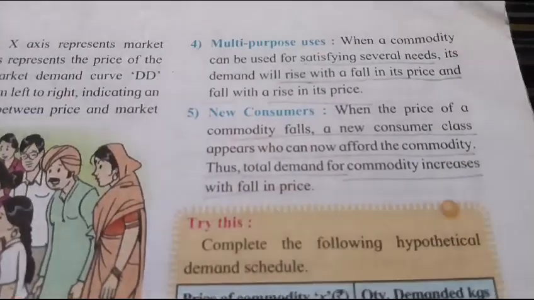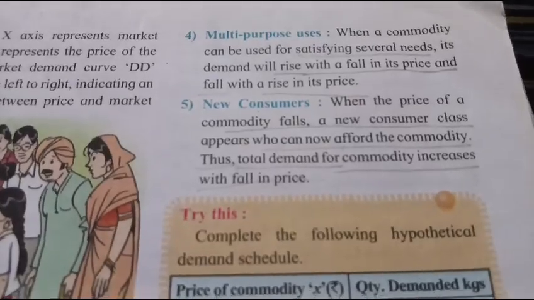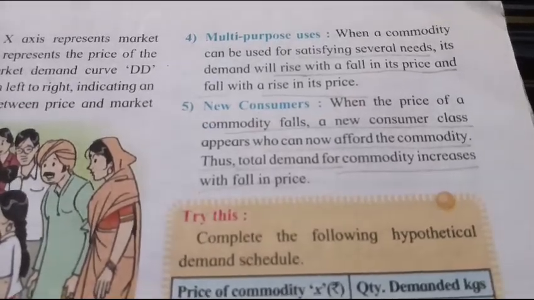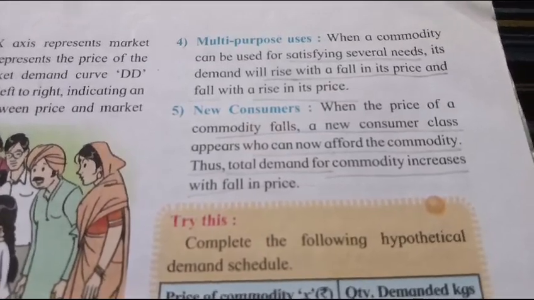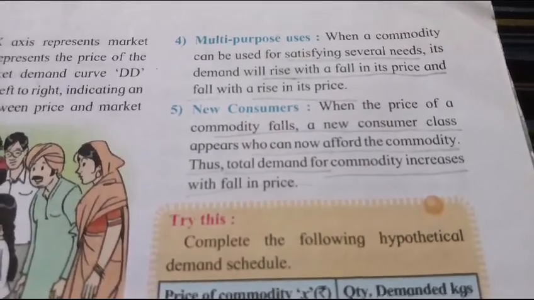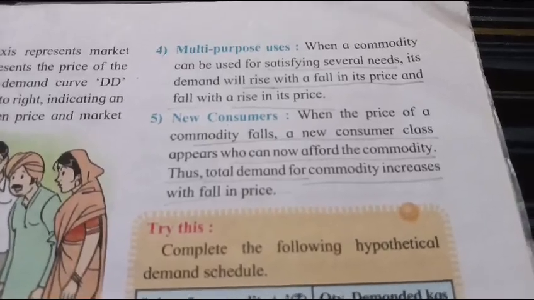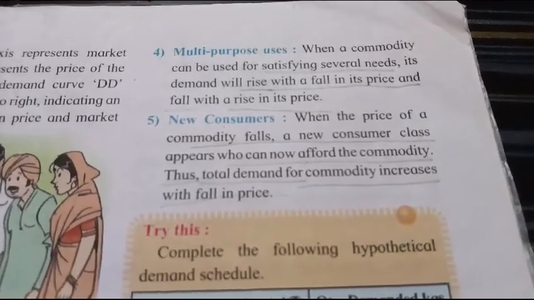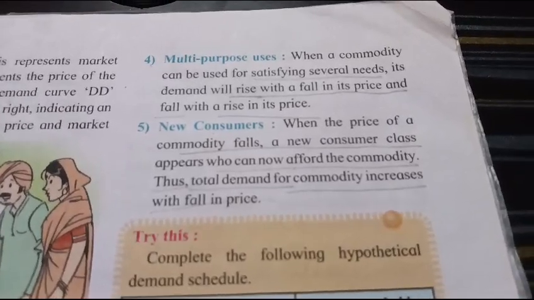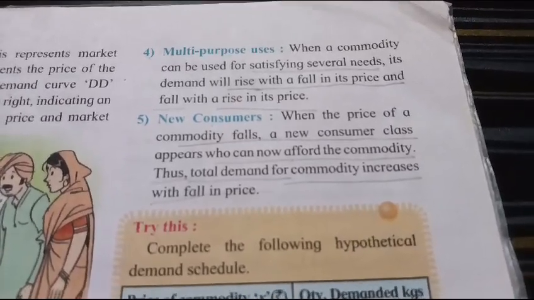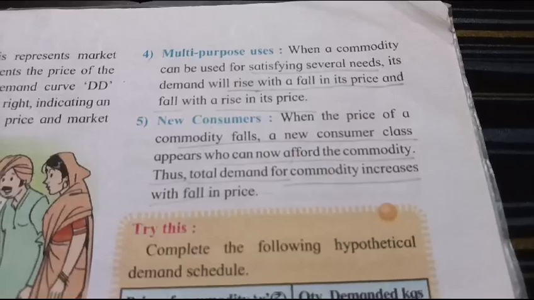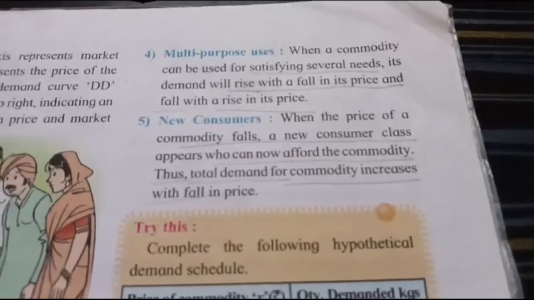Fourth, multi-purpose uses. When a commodity can be used for satisfying several needs, its demand will rise with a fall in its price and falls with a rise in its price. Fifth, new consumers. When the price of a commodity falls, a new consumer class appears who can now afford the commodity. Thus, total demand for commodity increases with fall in price.